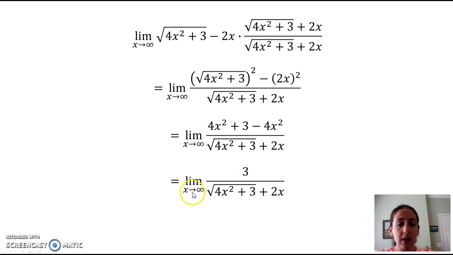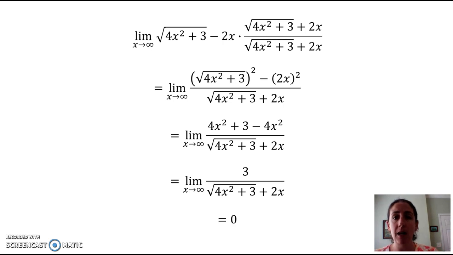Now, as we said, as x increases without bound, this square root of 4x squared plus 3 is going to increase without bound, and this 2x is going to increase without bound. So add two very large numbers that are increasing without bound, it's just going to increase even faster without bound. And when you take 3 and you divide it by a really big number, you're going to get a really small number close to 0. So this limit actually goes off to 0.